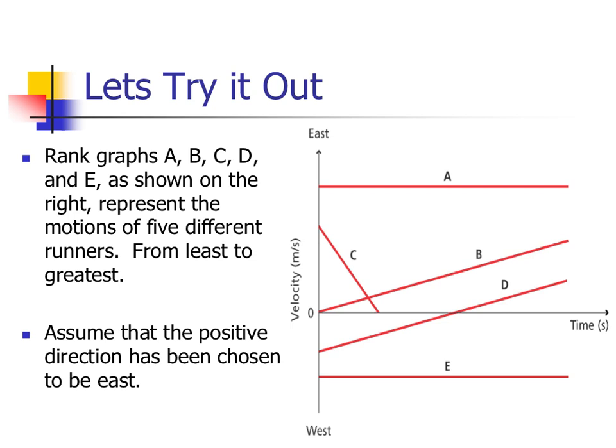And so what we're going to want to do is rank them from the least to greatest. Therefore, there are a few that are equal, and we would need to indicate that as well. So these are the motions of 5 different runners from least to greatest.